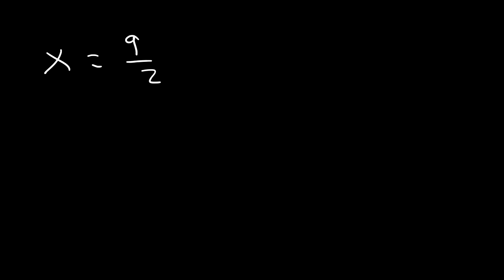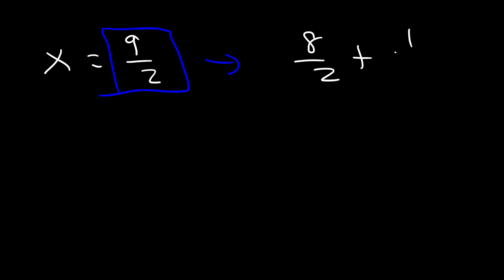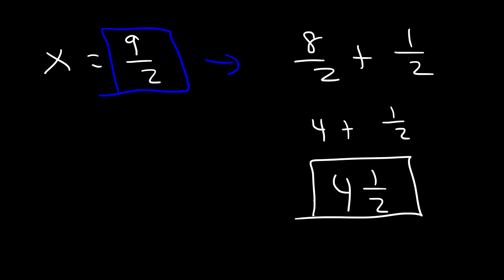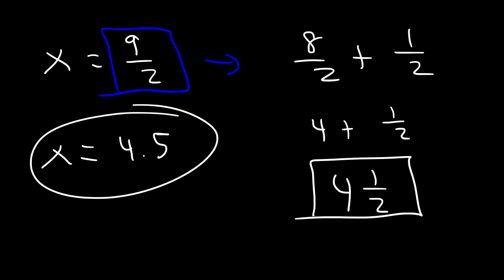Since the numerator is greater than the denominator, we have what is known as an improper fraction. So what you can do is you can turn it to a mixed number. 9 is basically 8 plus 1. 8 divided by 2 is 4. And 4 plus 1/2 is 4 and 1/2 as a mixed number. So x is basically equal to 4.5 as a decimal. Let's try another example.